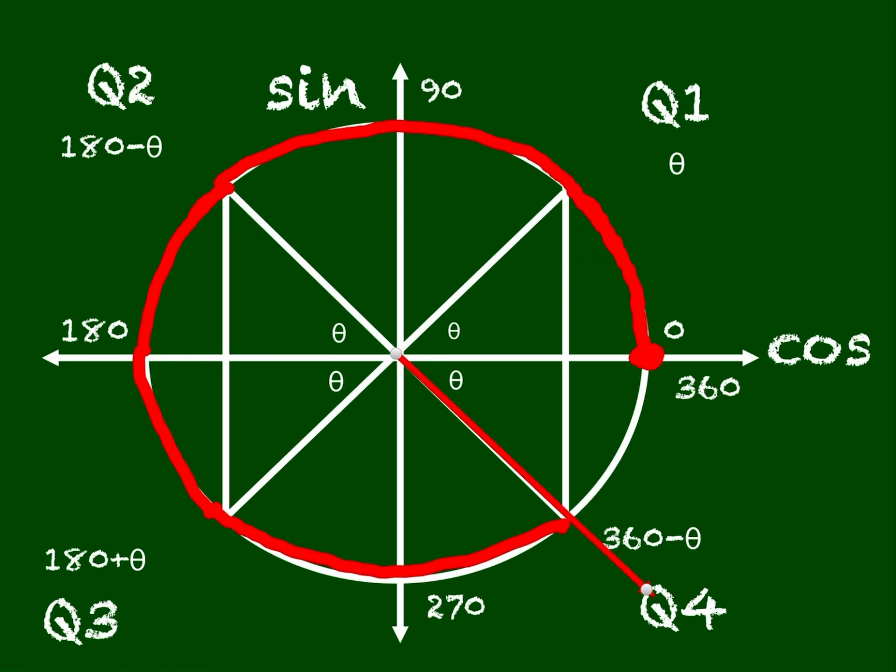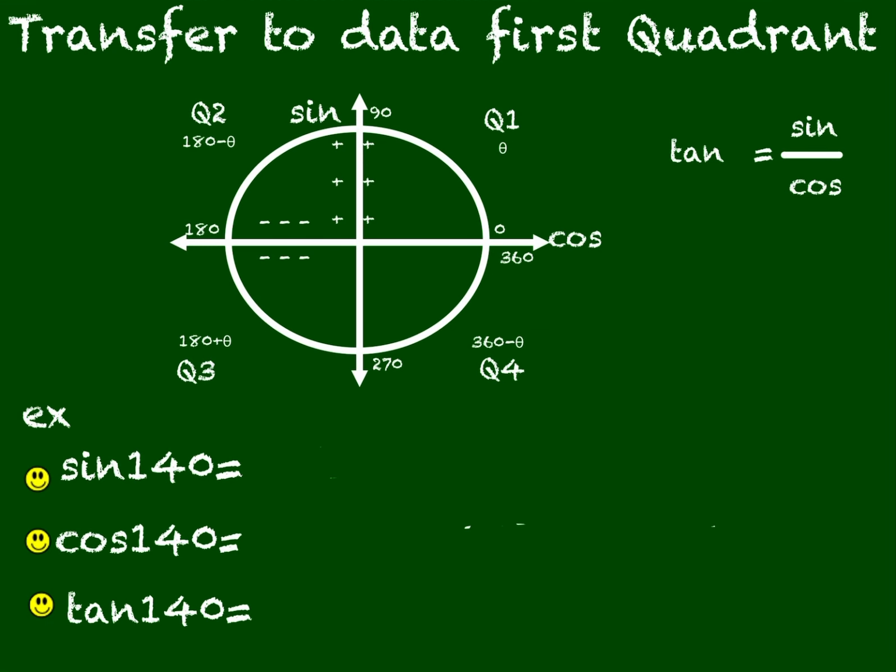So, do you understand? In the first quadrant, angles are written in the form theta. In the second quadrant, angles can be written in the form 180 minus theta. In the third quadrant, 180 plus theta. And in the fourth quadrant, 360 minus theta. Now, let's use this knowledge to solve the question: how to transfer data to the first quadrant.